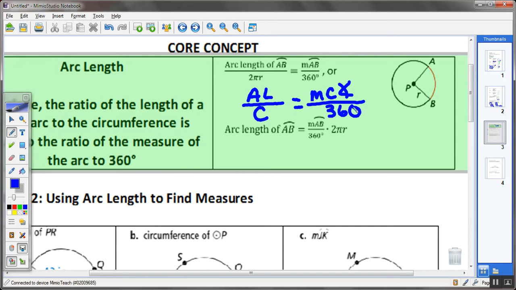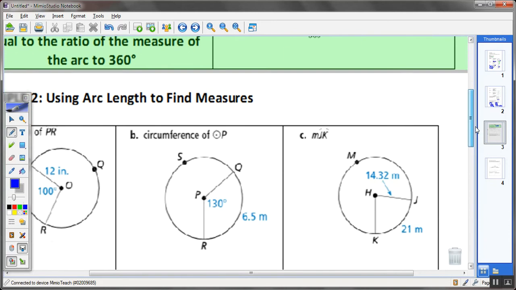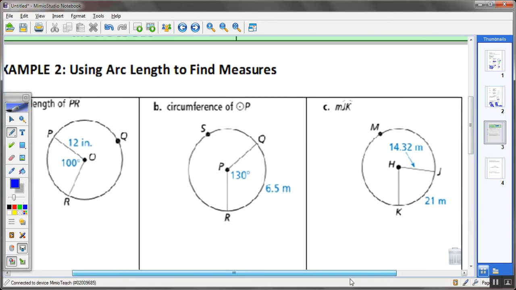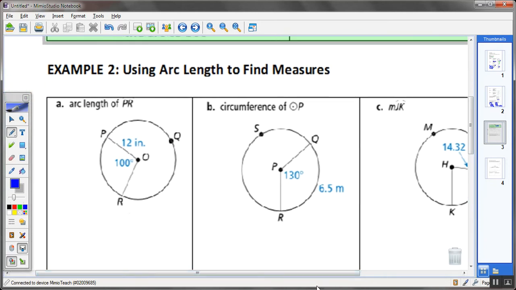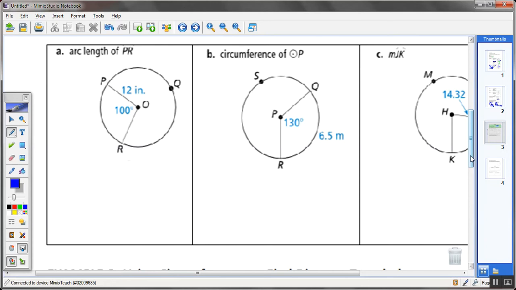Okay? So let's see if we can apply that right here, kids. Arc length over what, kids? Is equal to central over... Okay, let's see if we can figure this out. Example 2 says using arc lengths to do what? What are we trying to find the measure of right here? The arc. We need to find that arc right there. Very simple to do. Do we know what the arc length is out here? No idea. So I'm going to call it length x out here. That's what we're looking for, right?